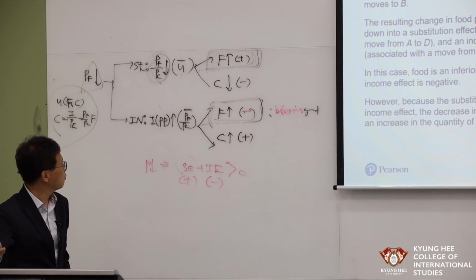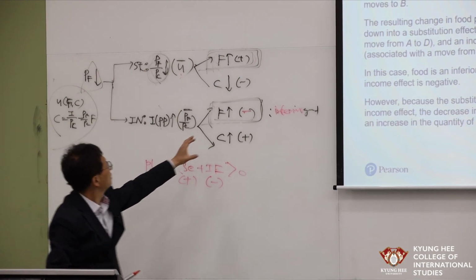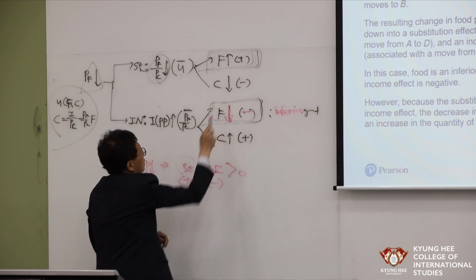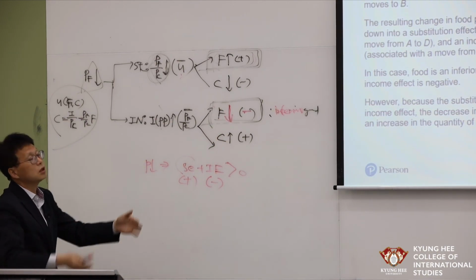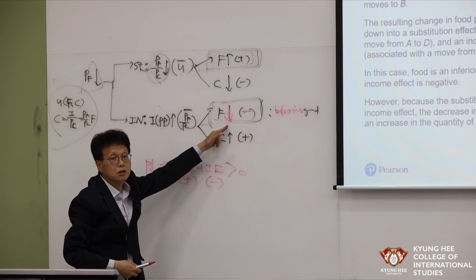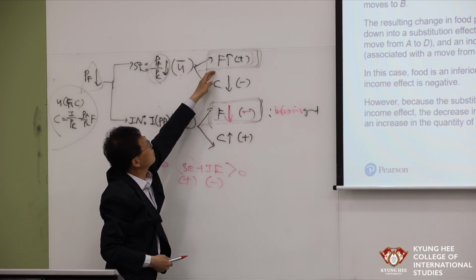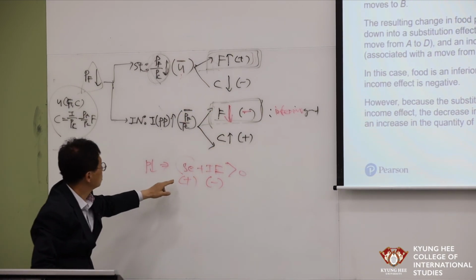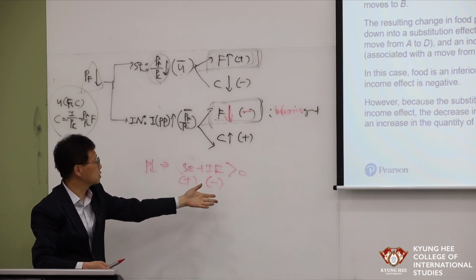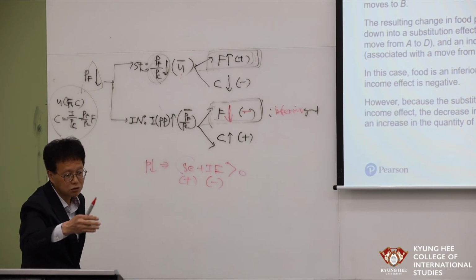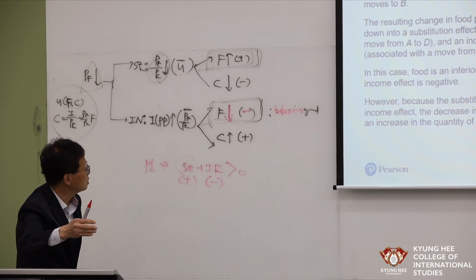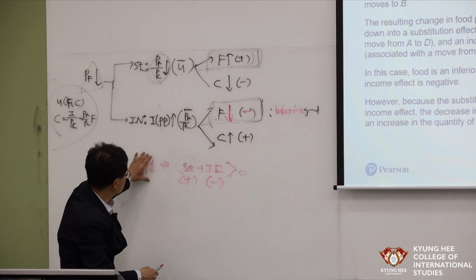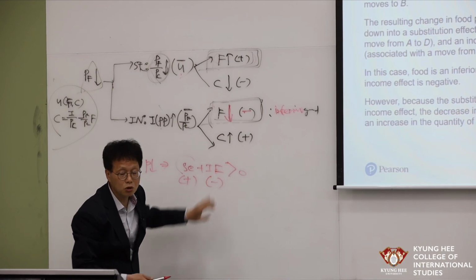Can you understand? What's the difference from figure 4.6? That was a normal good, so this was positive, but now this is figure 4.7. Food consumption decreases. Income increases, but demand for that good decreases. But the positive substitution effect overwhelms the negative income effect, so the total effect is positive. What's the meaning of this? The price decreases, then demand for that good increases in spite of the negative income effect. In other words, this one decreases, this one increases, total effect increases.